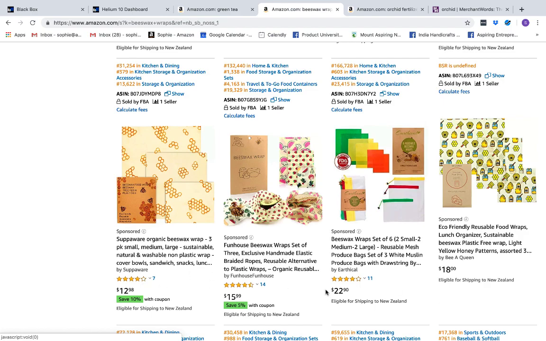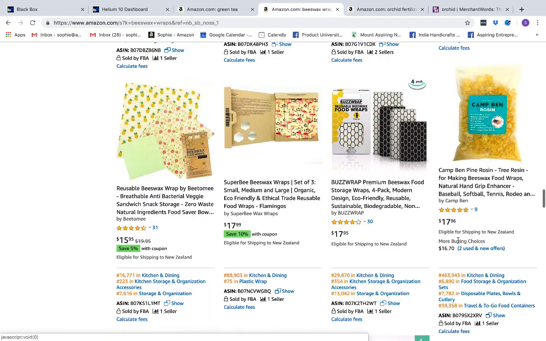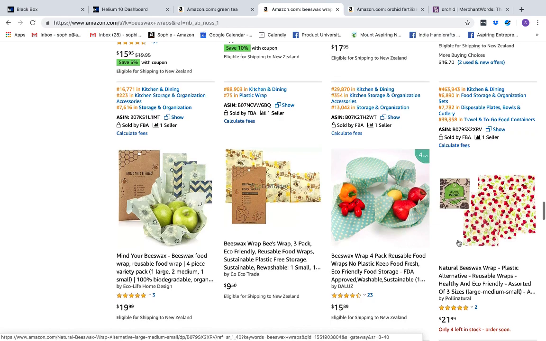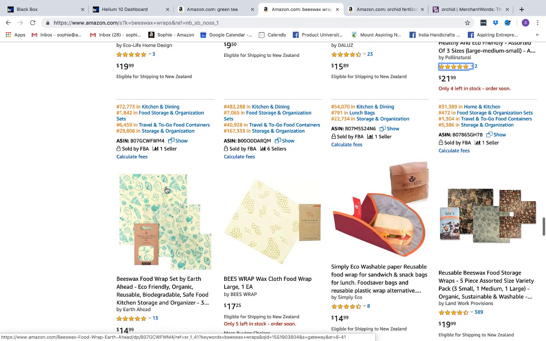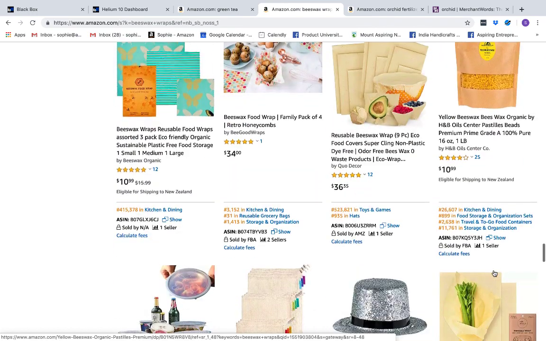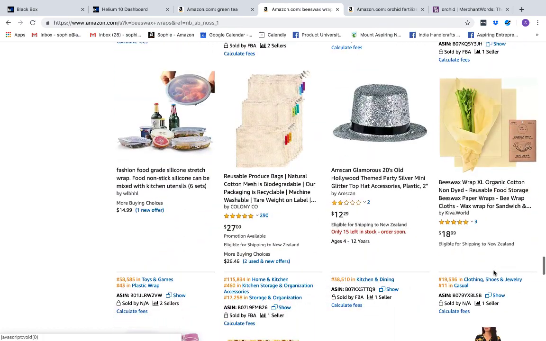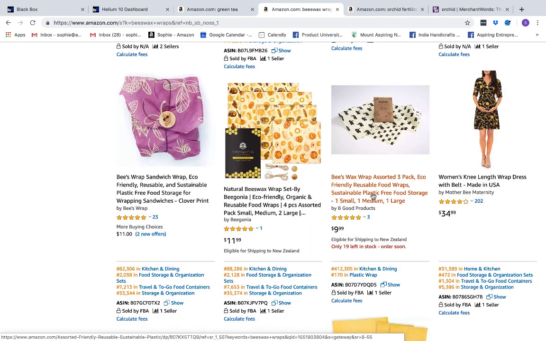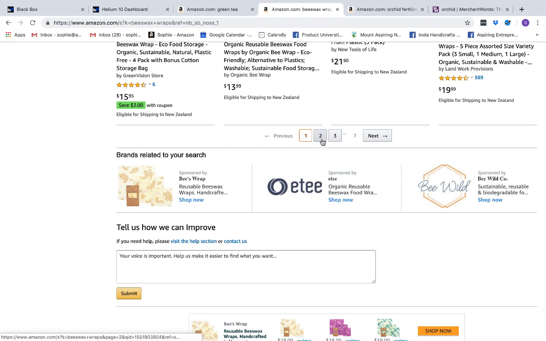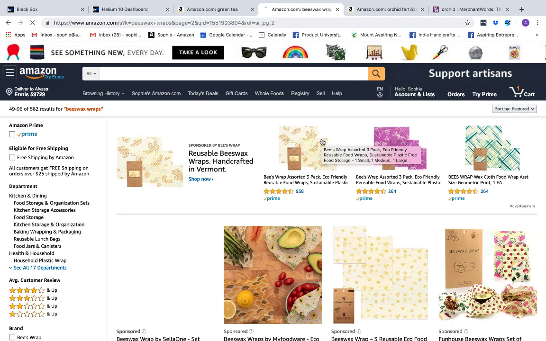Some lower volumes. Oh, they're sponsored again, sorry. Still some lower volume of reviews, but I can't think how I could do a better job than these other sellers. There's just so many of them and they're all doing a really nice job. Yeah, so lots and lots of results.